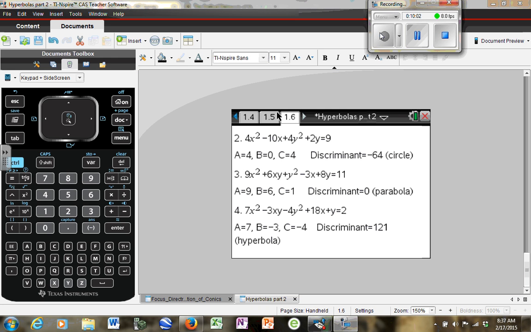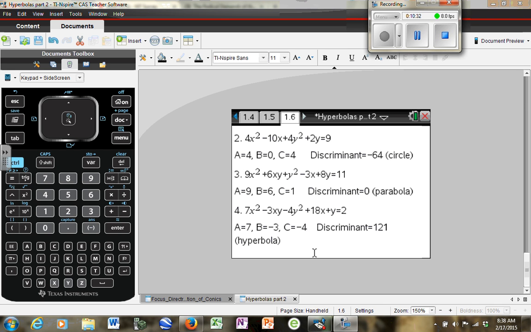And there are our answers. You pick out A, B, and C here. You plug it in. You get a discriminant of negative 64. So that means circle or ellipse. But you see here the A is equal to C, and B equals 0. So that's the criteria for a circle. This one, you get a discriminant of 0. It must be a parabola. And for the last one here, you get a discriminant of 121. Very positive. It's a hyperbola.